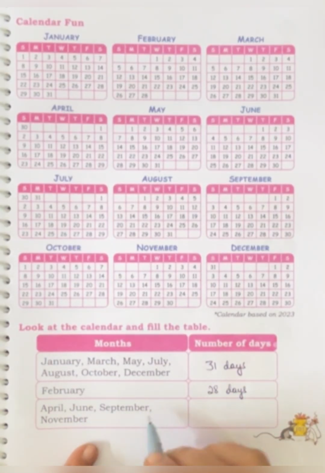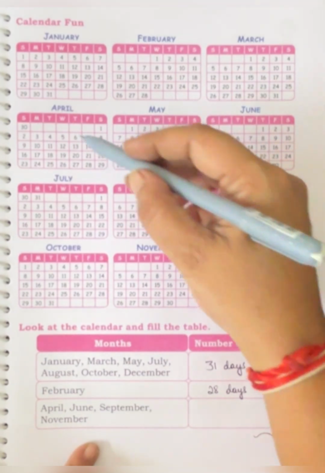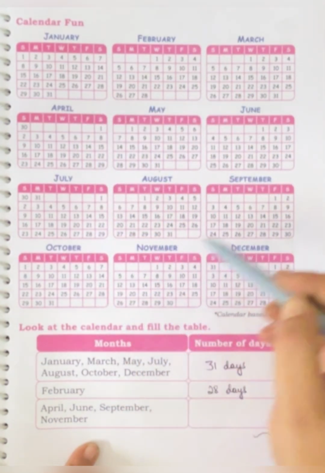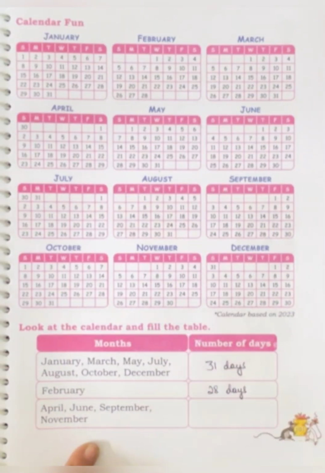April, June, September, November. April is 30. June is 30. September is 30. And November is 30. So 30 days.